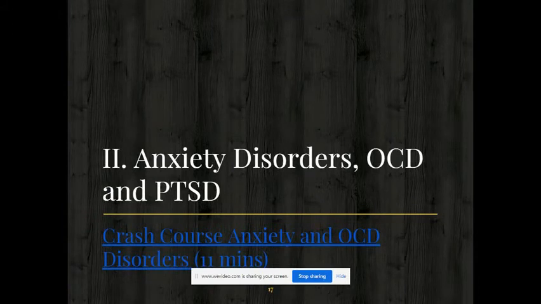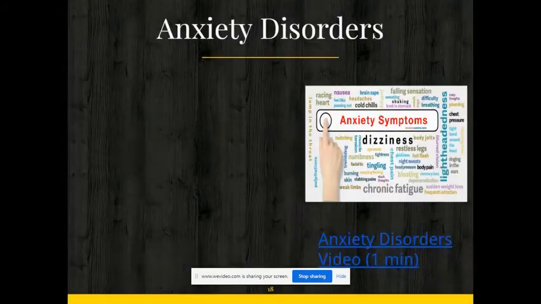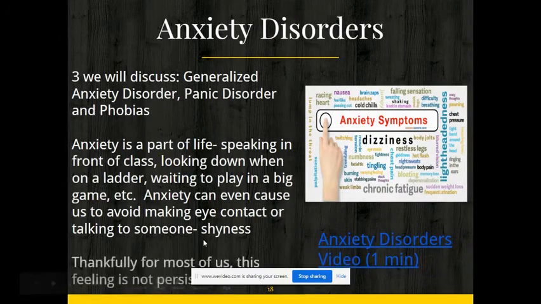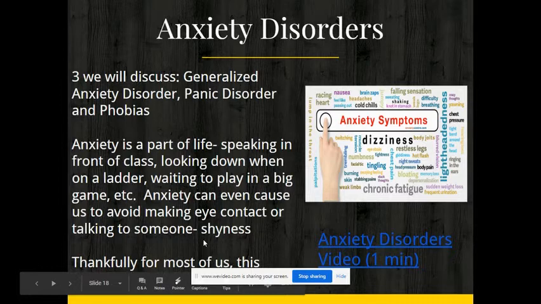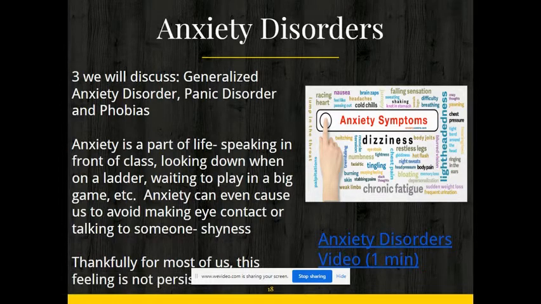So section 2 is about anxiety disorders, OCD, and PTSD. So there's 3 types of anxiety disorders: generalized anxiety, panic, and phobias. Anxiety, we talked about, is pretty much that feeling of, oh my God, oh my God, oh my God, that building up, that tension, that can't breatheness, that all consuming of your thoughts, all that kind of stuff.